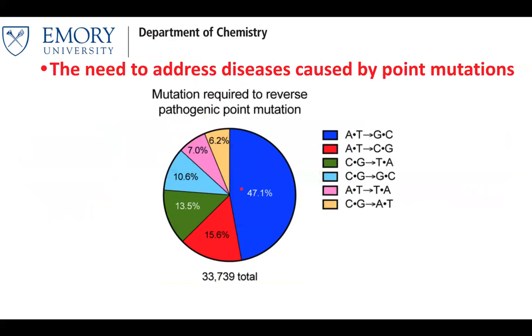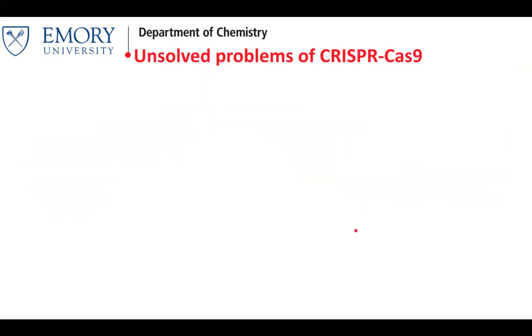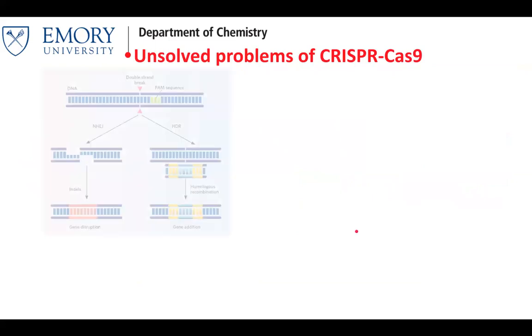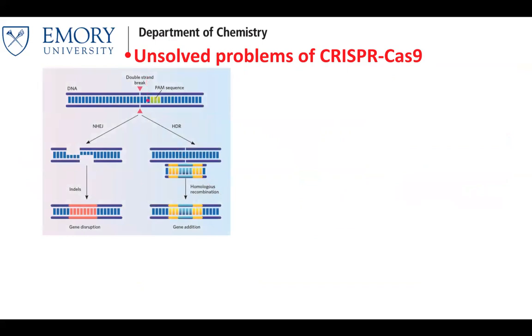So there's a need to address diseases caused by point mutation, and the most desired outcome is to convert an AT point mutation back into a GC. However, for this paper, we would focus on converting a CG base pair back into a TA base pair. And from what we have learned with the CRISPR-Cas9 discovery in 2012, it can cause a double-strand DNA break, which can be followed by two different repair mechanisms: the non-homologous end joining repair mechanism and the homology-directed repair mechanism.